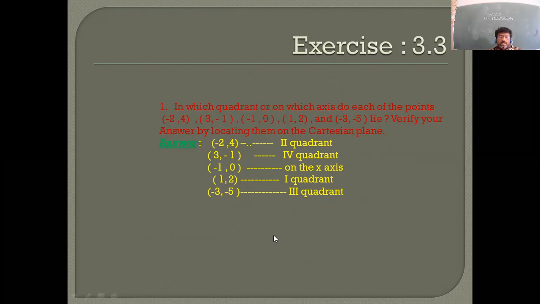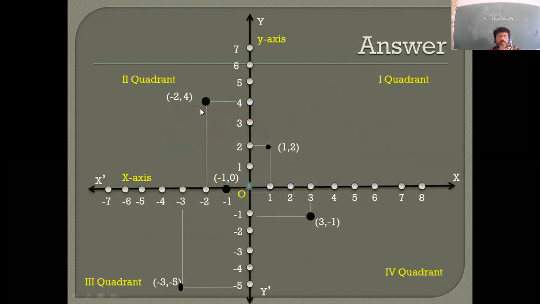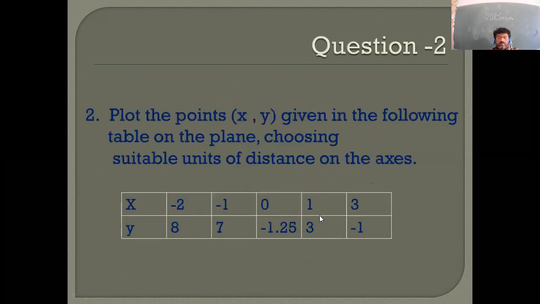So let us see whether it is correct or not. See, (-2, 4) is in the second quadrant, (1, 2) in the first quadrant, (-1, 0) on the x-axis, (3, -1) in the fourth quadrant, (-3, -5) in the third quadrant. So this is the answer.